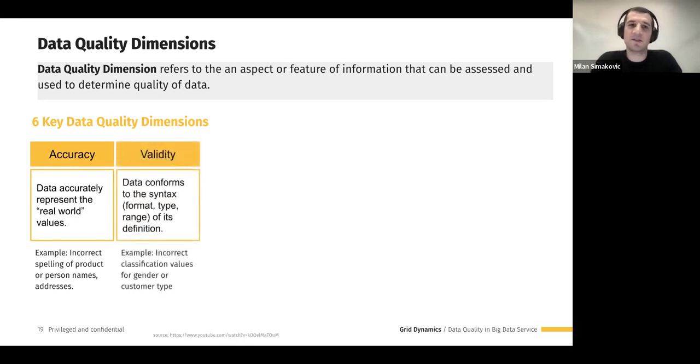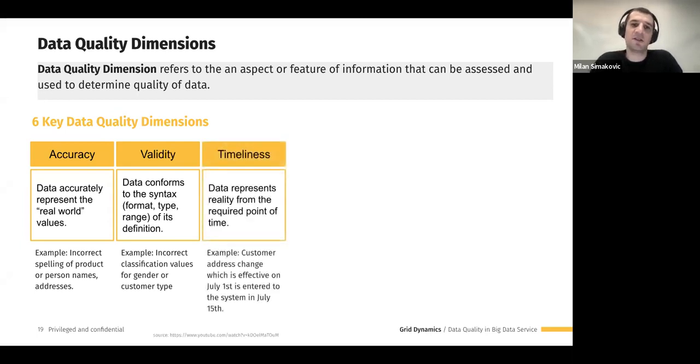The second dimension is validity. This means the data conforms to the syntax, let's say format, type, or range of its definition. For example, we have incorrect classification values for gender. Let's say we have woman, man, something third, fourth, but there are also some invalid values. Or let's say we have some customer type that should have discrete values, but we have some other values that are not expected there.